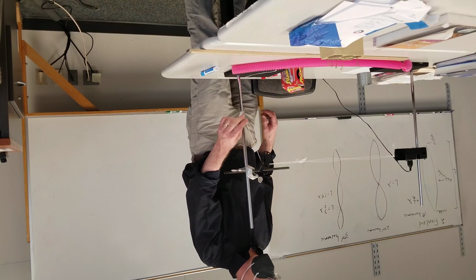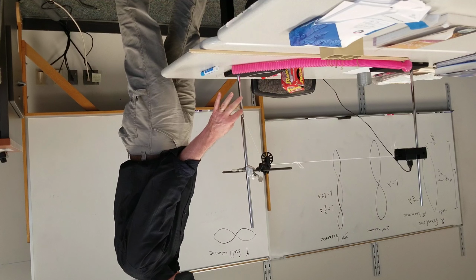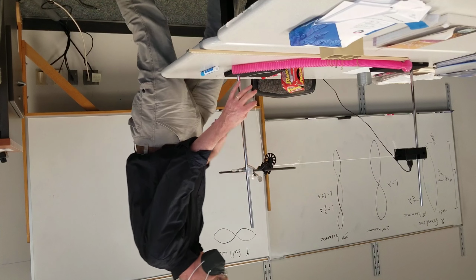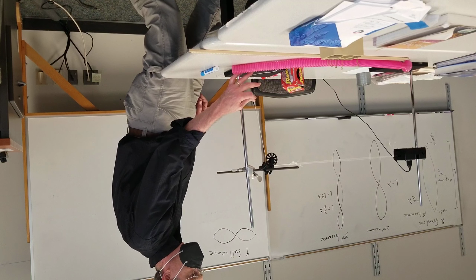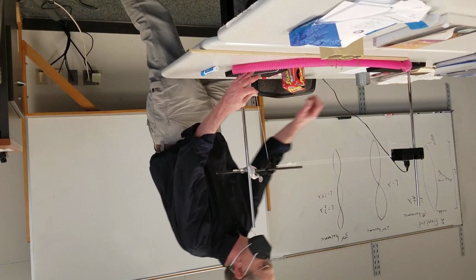So I can add tension on this, which is basically changing the speed of the wave. And as the speed of the wave changes, how many waves can pass through changes. And so if I apply, how well can you see that? That's not moving.